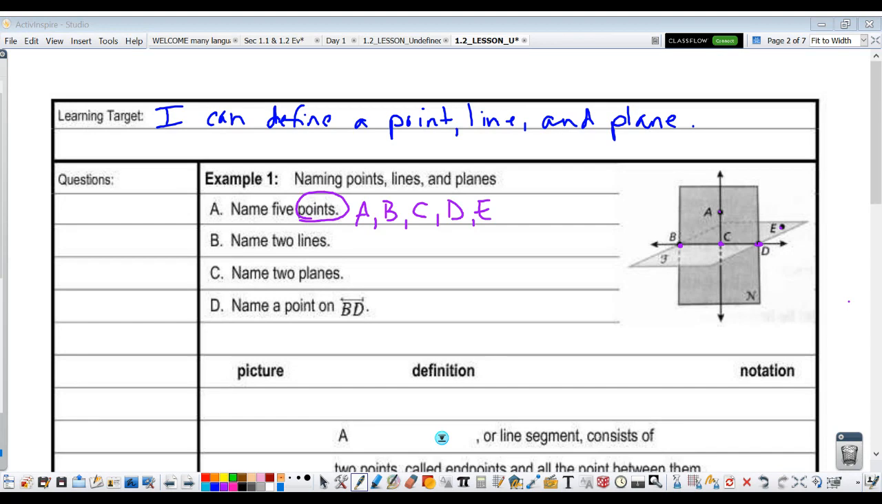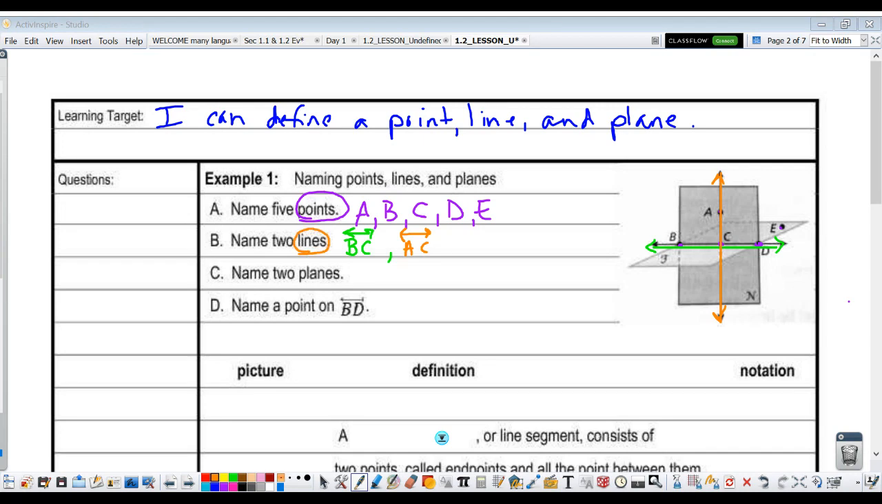Right. The next question, name two lines. There is a horizontal line, and I can name that as line BC, line BD. Many options, just pick one. And there's a vertical line here, line AC. So I need to put A and C in capital letters with a line symbol on top. And that symbol matches the shape of the line. So that makes sense.